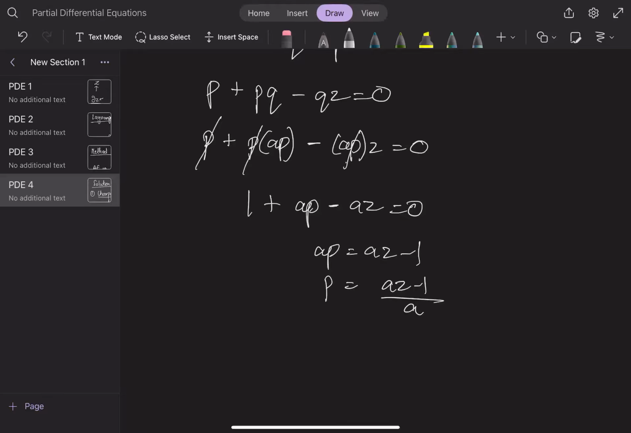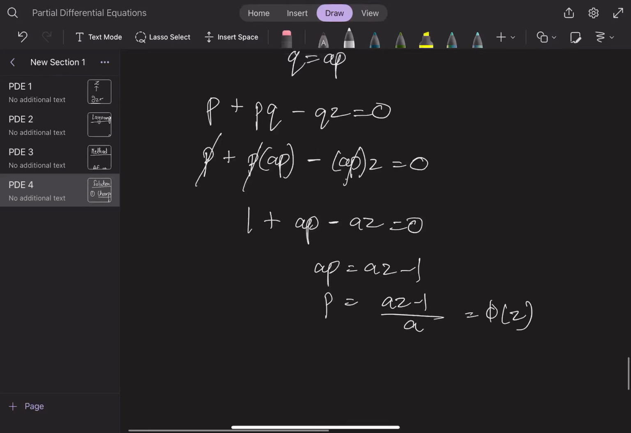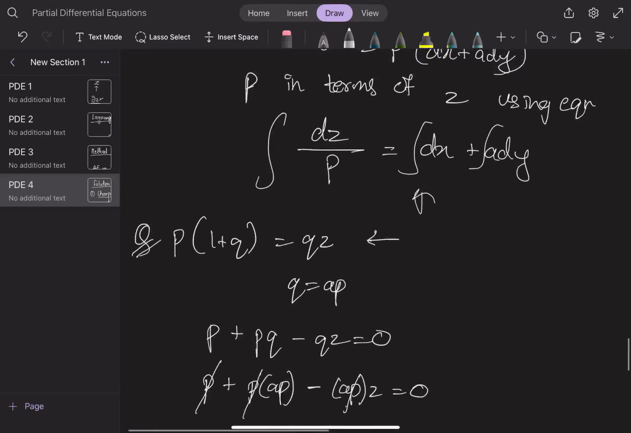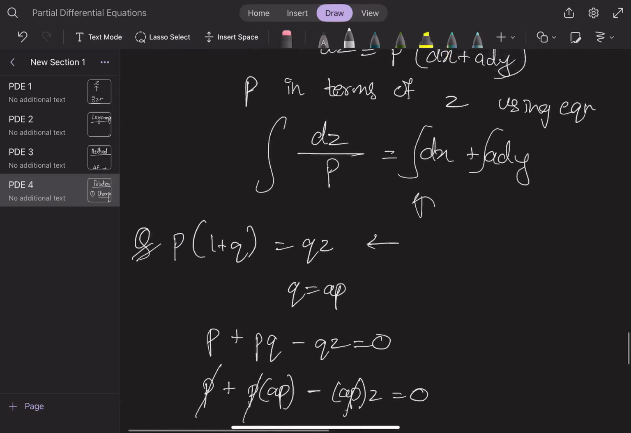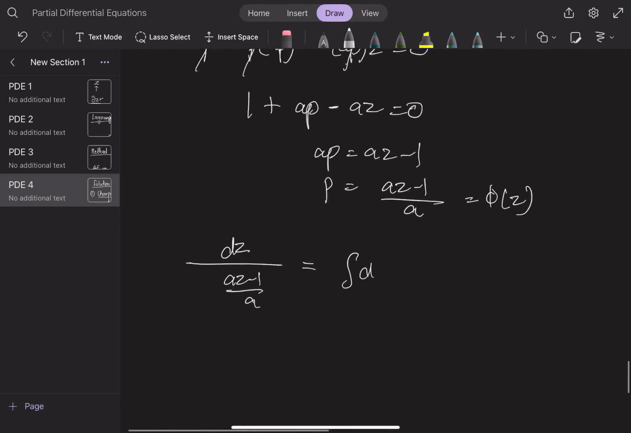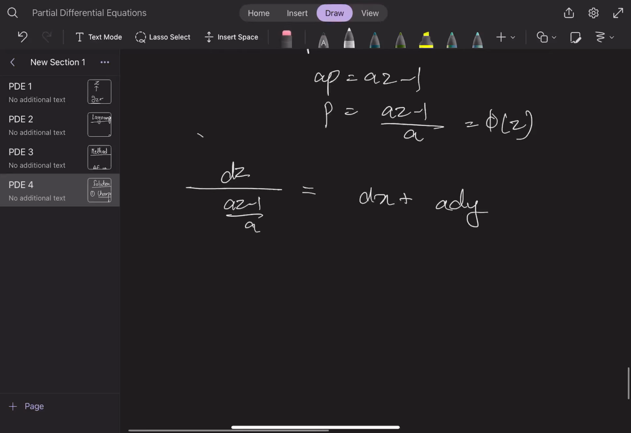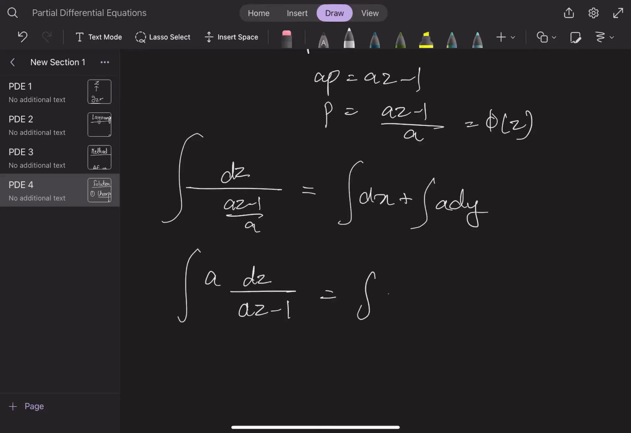So now we have p in terms of z, right? So now we are going to put it in this formula. dz divided by (az minus 1) divided by a is equal to dx plus a dy. And now we will add the integration signs. So a dz upon (az minus 1) is equal to integral dx plus integral a dy.